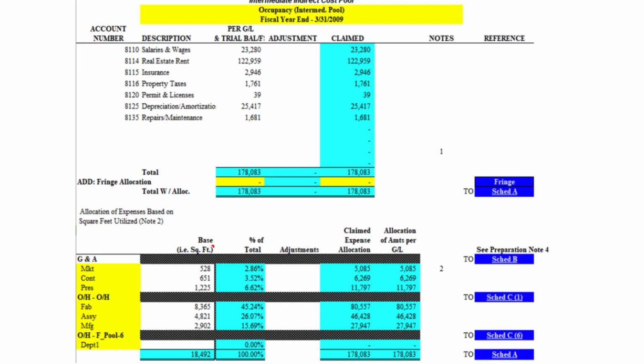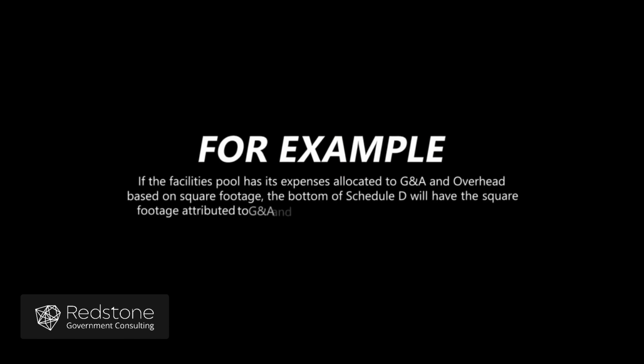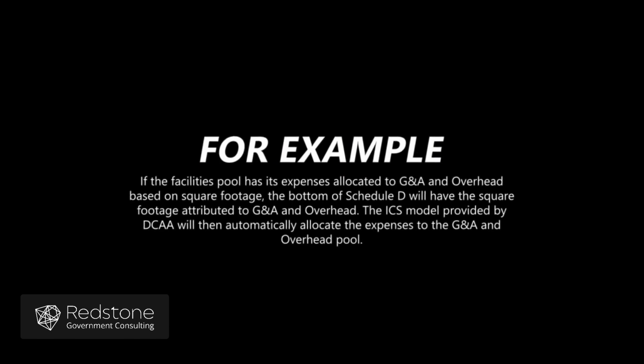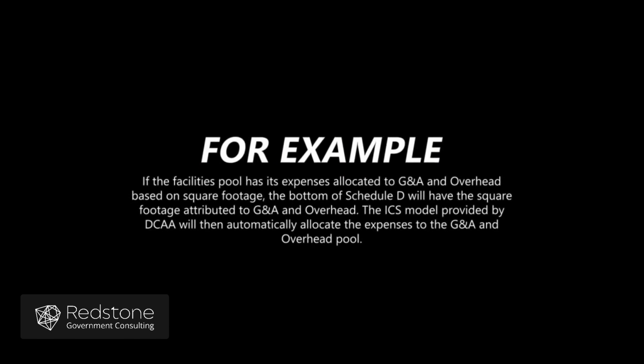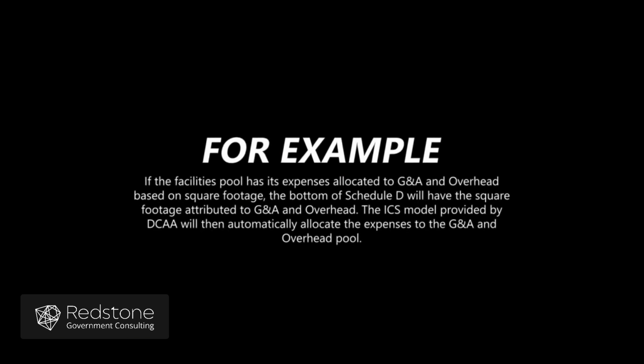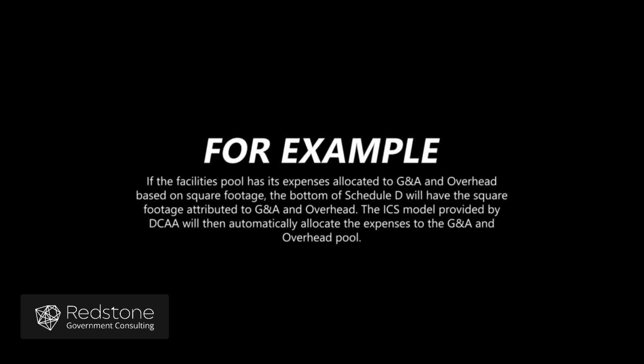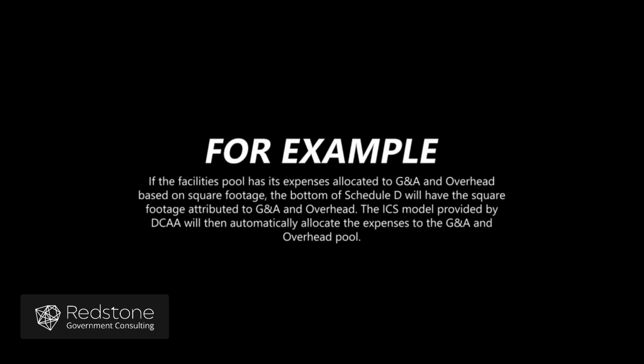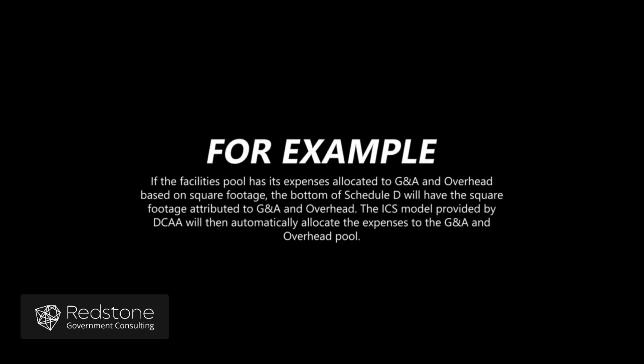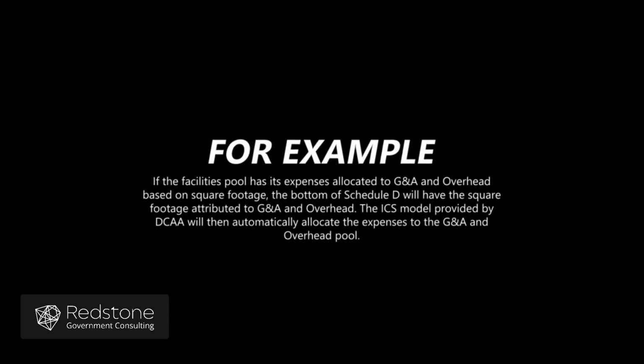The bottom half of Schedule D is for the base that the expenses are allocated on. For example, if the facilities pool has its expenses allocated to G&A and overhead based on square footage, the bottom of Schedule D will have the square footage attributed to G&A and overhead. The ICS model provided by DCAA will then automatically allocate the expenses to the G&A and overhead pool.